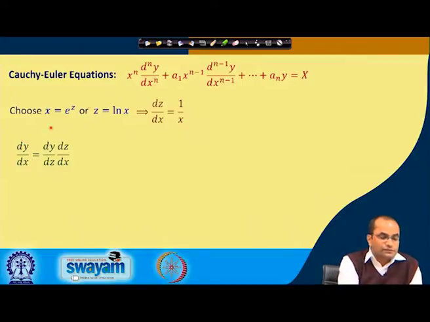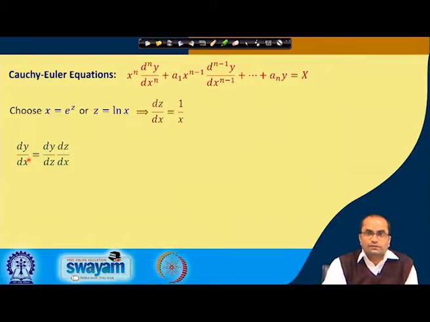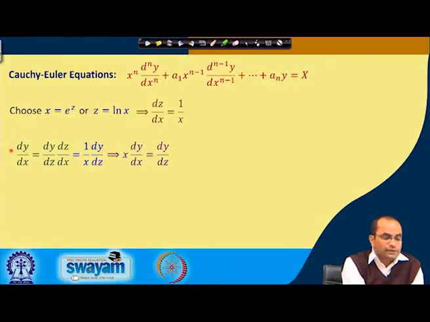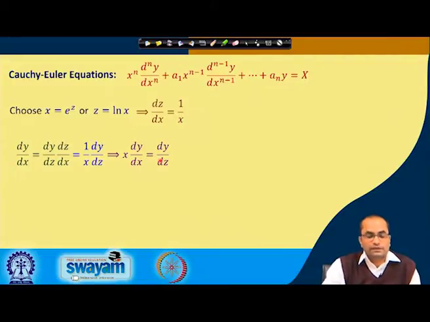Now, we need to change all these derivative terms into the z form. So, for dy dx, by the chain rule, we have dy over dz and dz over dx. We would like to have dy over dz in the equation, and dz over dx is 1 over x. So, we can replace dz over dx by 1 over x. We have 1 over x dy over dz, and if we multiply x to the whole equation, what we are getting is that x times dy over dx is equal to dy over dz.